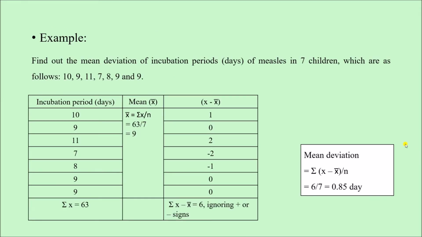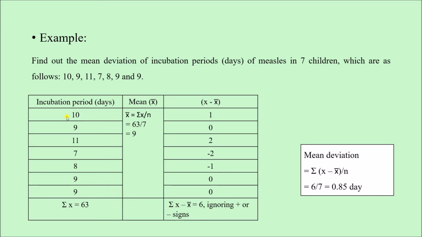Next, look at this example where we have 7 children suffering from measles, and the incubation period of all these children are given here. So 10, 9, 11, 7, 8, 9 and 9 days. So we have to find out the mean deviation of incubation period. We have made a table here. In the first column we have the incubation periods in days. So for the first child we have 10 days incubation period, second child 9 days, third child 11 days, like this. First step is to find out the mean incubation period.